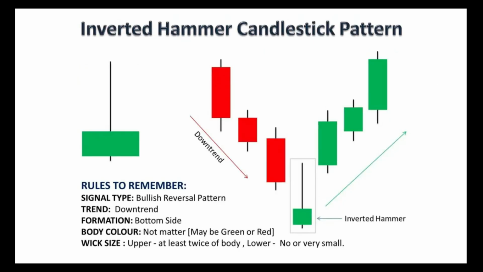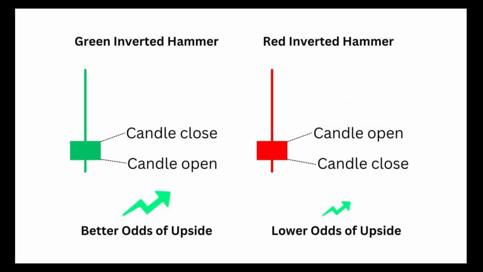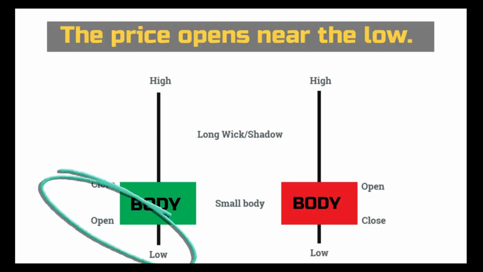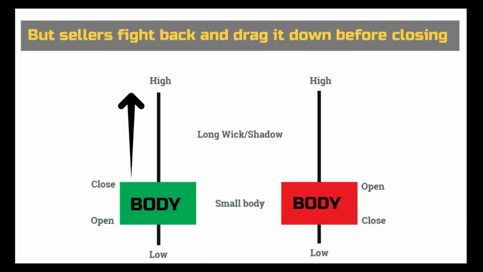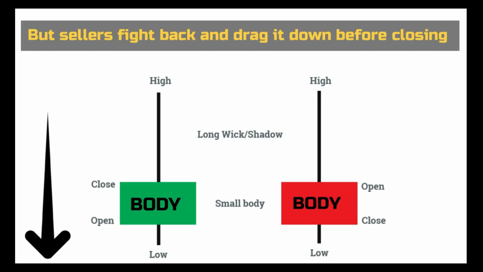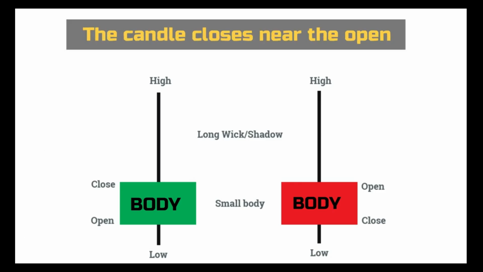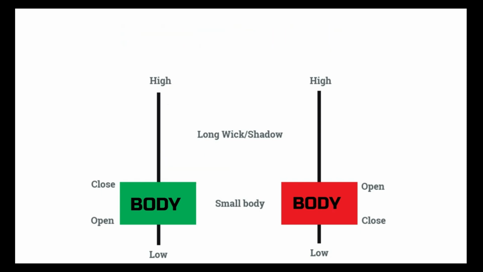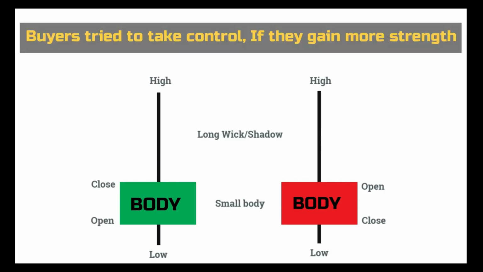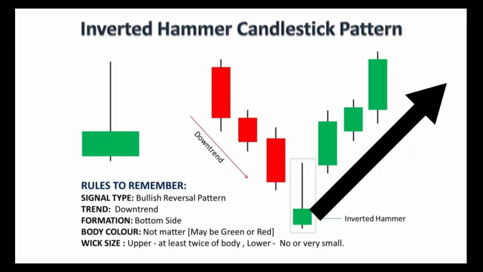Now it's the inverted hammer. This one looks like an upside down hammer. Here's how it forms. The price opened near the low. Buyers push the price up, but sellers fight back and drag it down before closing. The candle closes near the open, leaving a long upper wick. What does it mean? Buyers try to take control. If they gain more strength, the price could break out higher.